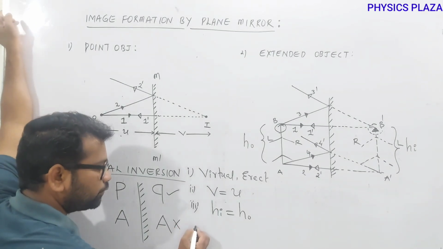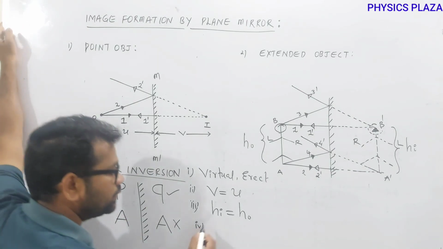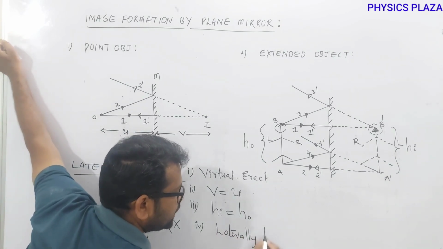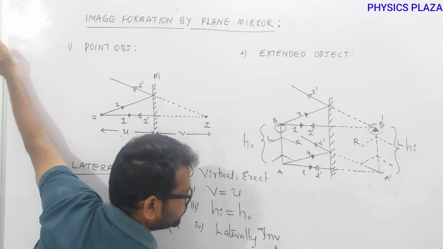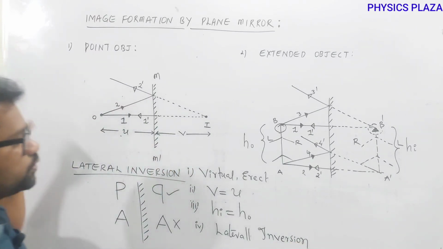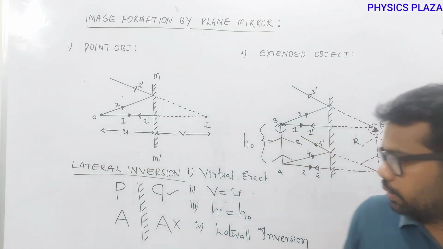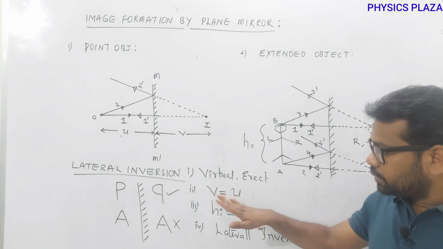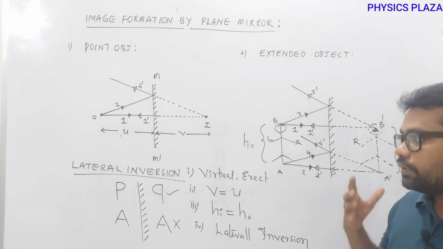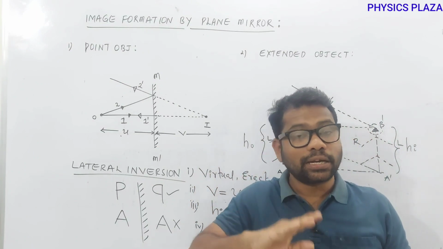The fourth characteristic of the image formed by a plane mirror is that the image is laterally inverted. It's very important. So children, these are the characteristics of the image formed by a plane mirror. The image is virtual, erect. Image distance is always equal to object distance. Image height is always equal to object height. And the plane mirror will show lateral inversion, which means left appears as right and right appears as left.